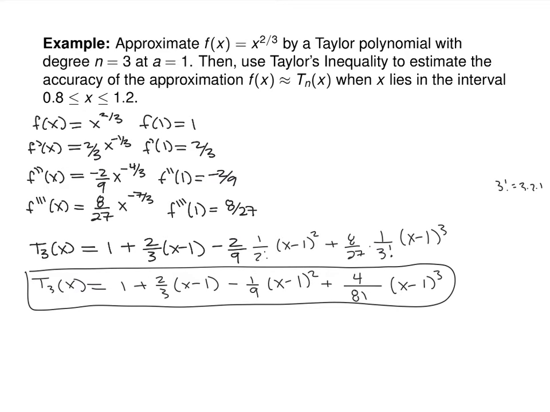Now we're going to use Taylor's inequality to estimate the accuracy of this approximation. So Taylor's inequality says that the absolute value of the remainder is less than or equal to some M over (n+1) factorial times |x - a|^(n+1). Okay, so first of all, we know that we are using a third degree Taylor polynomial, so we have n equals 3, so plug that in.